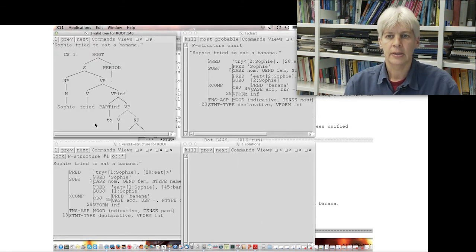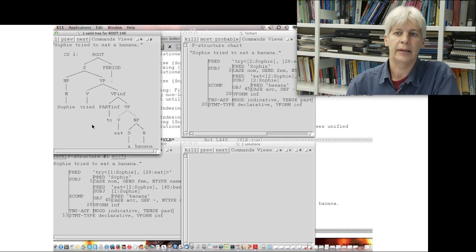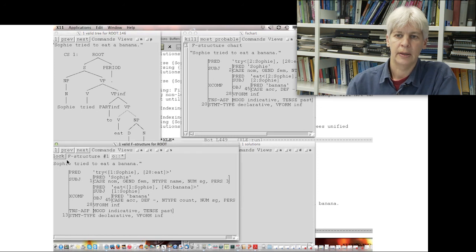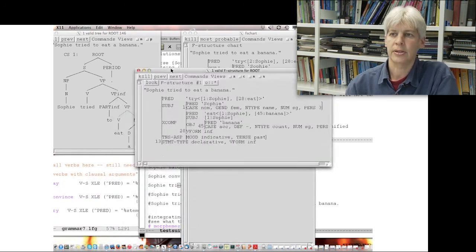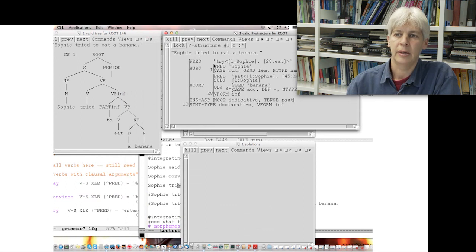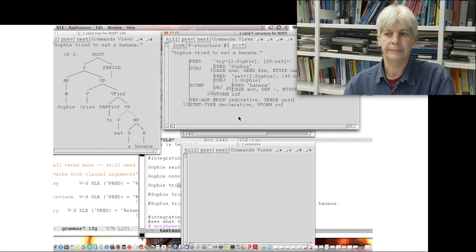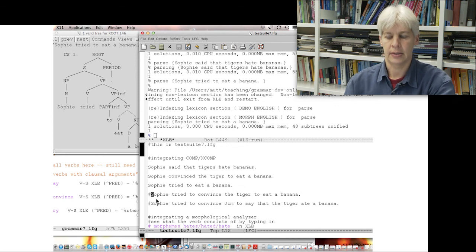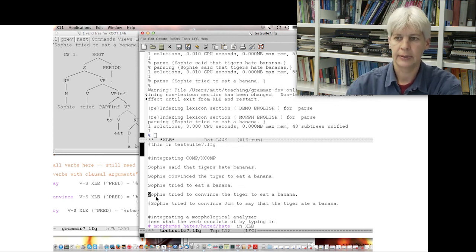Okay, and it actually works. Sophie tried to eat a banana, looks good. Sophie NP, VP try, embeds an infinitive VP with an infinitive particle in eat a banana. And then let's look at the F structure. Try, main predicate, Sophie subject, eat XCOMP with eat as a main predicate, transitive, VFORM infinitive. That looks very good. Okay, next sentence. That was easy.